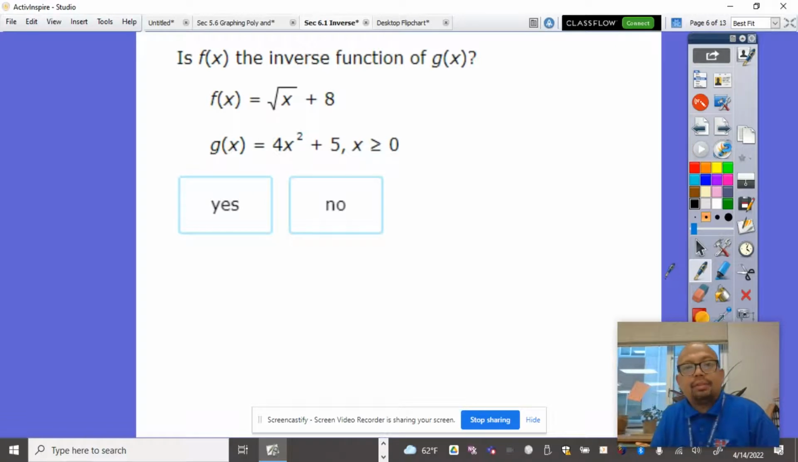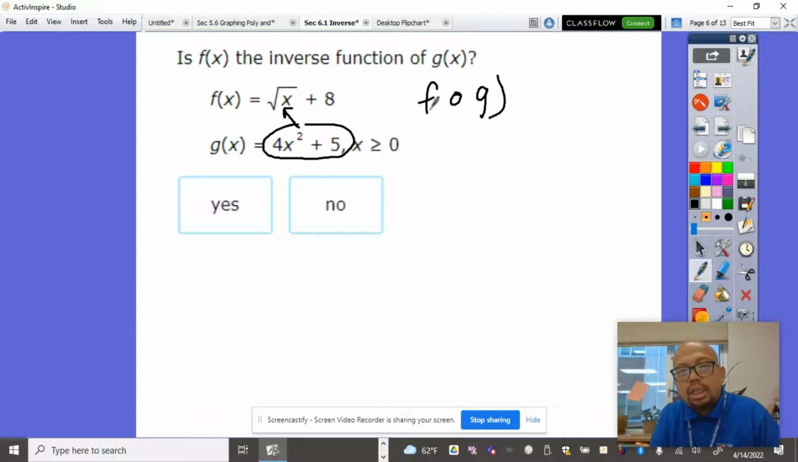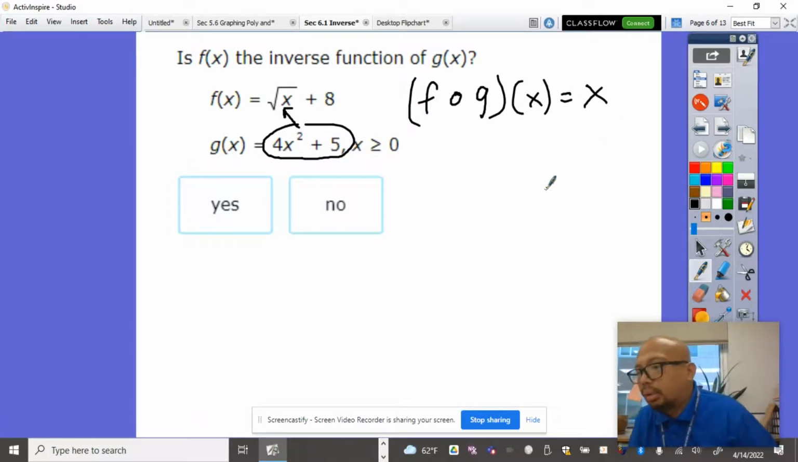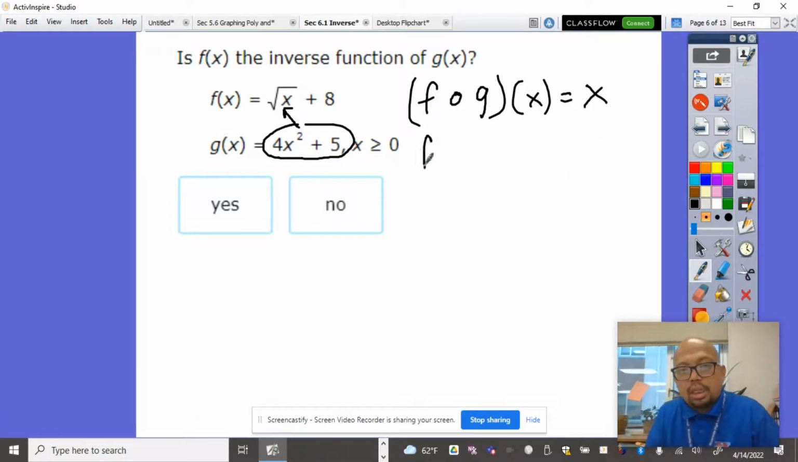Is f of x the inverse of g of x? This time, let's try to plug in the g of x inside of that, of the square root of x. So this is f of g of x. Again, it doesn't really matter if it's f of g or g of f, as long as it's equal to x. So this is f of g of x.